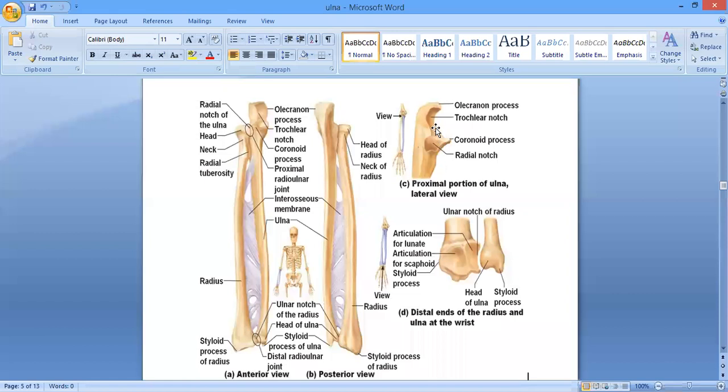Besides this, at the upper end, it also consists of two articulating surfaces, or two articulating concave notches. The first one over here, this concavity, is called the trochlear notch, and the other one is the radial notch.